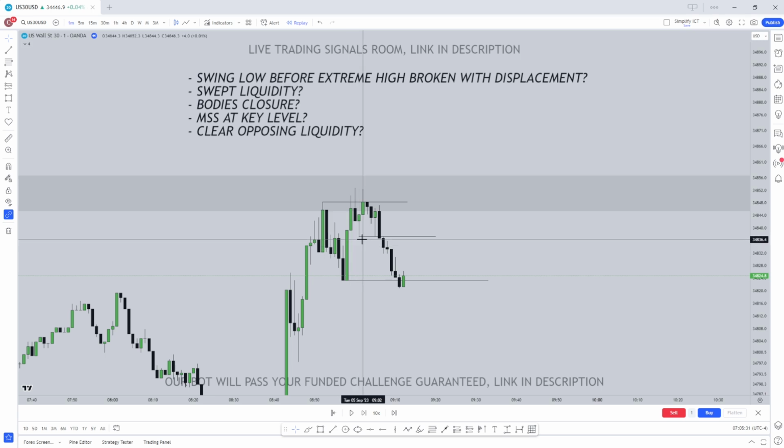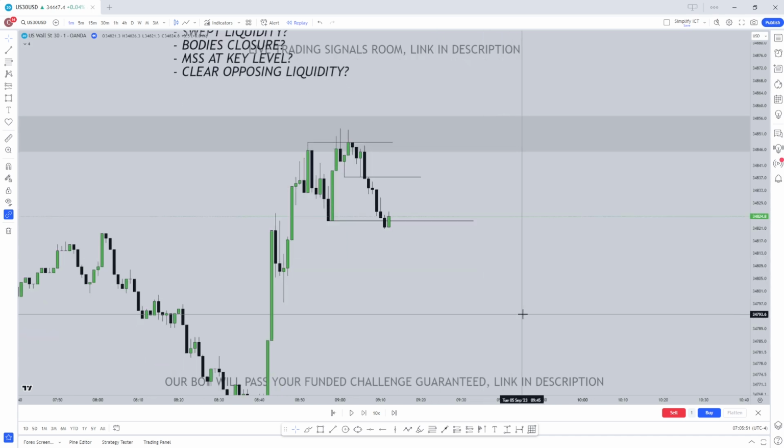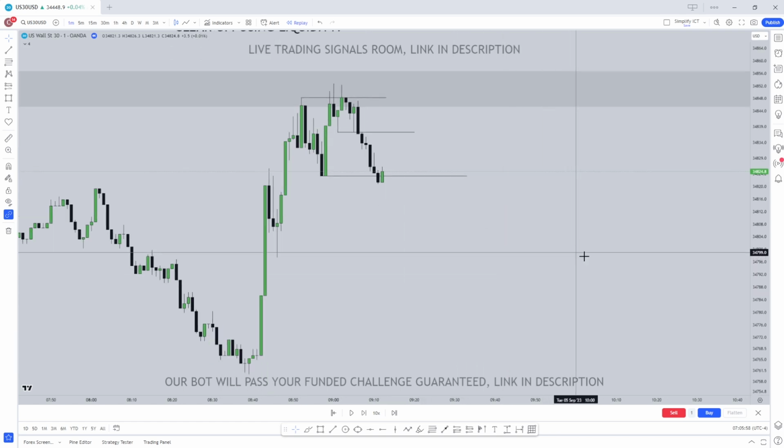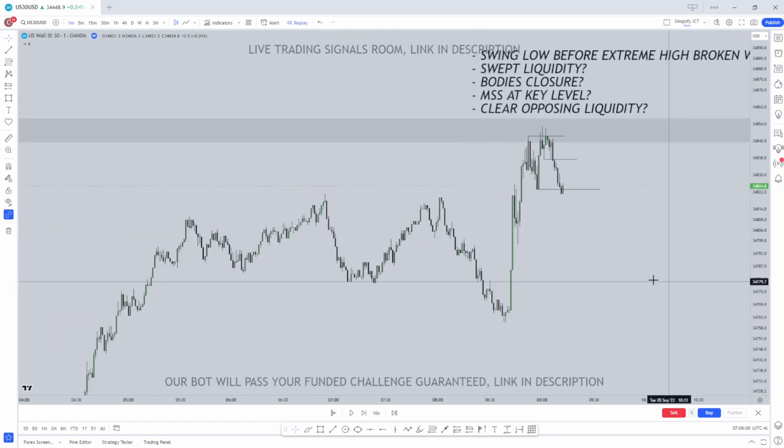Now, as you can see, the next obvious step is the market structure shift overall at a key level. And as you can see, we had our 15-minute order block area right here in this overall 4-hour area of supply. So yes, this is at a key level overall. And then the next step is, where is the opposing liquidity? So now that we know price is bound to go bearish, where is the overall liquidity area that we can target as our opposing liquidity?